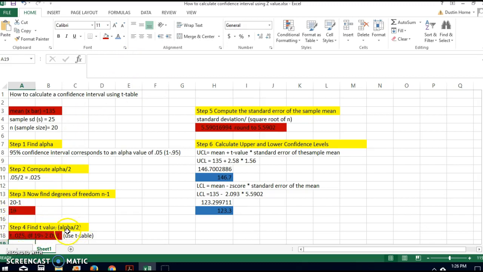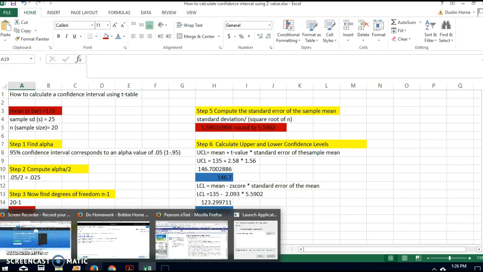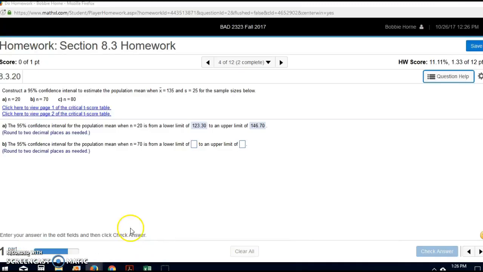So you're going to go to your table, and you're looking for 0.025, alpha divided by 2, and the degrees of freedom is 19. So these tables are in your appendix, but they provide them. When they want you to use the table, they'll put the table up there.